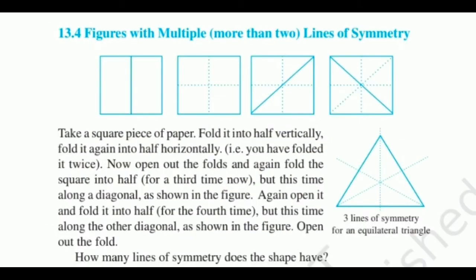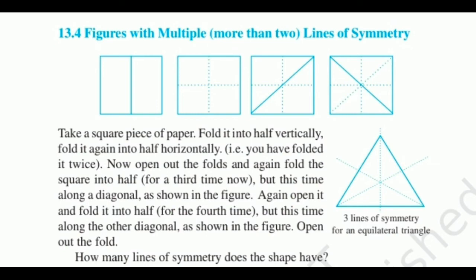Figures with multiple lines of symmetry. Take a square piece of paper, fold it in half vertically, and fold it again in half horizontally. You have folded it twice. Now open out the fold and again fold the square in half for a third time, but this time along a diagonal. As shown in the figure, again open it and fold it in half, but this time along the other diagonal. Open out the fold. You can see there are 4 lines of symmetry for a square.